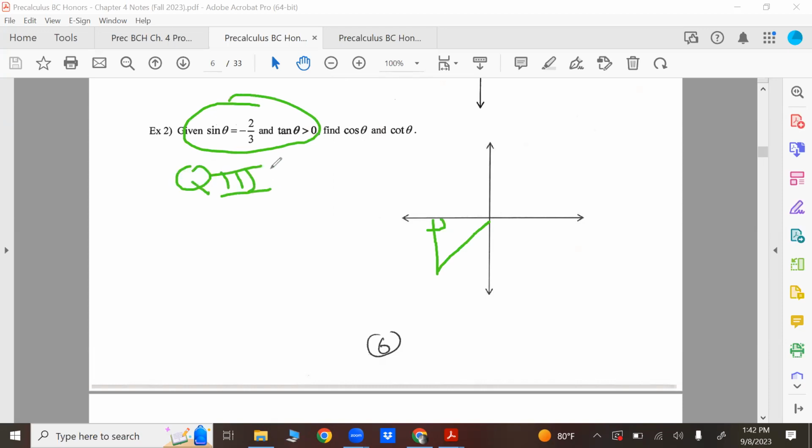Label it. What's going to be the length of your vertical leg? -2. What's going to be the length of your hypotenuse? 3. How about the horizontal leg? Perfect. So I'll write it out, see if you guys get the same thing.